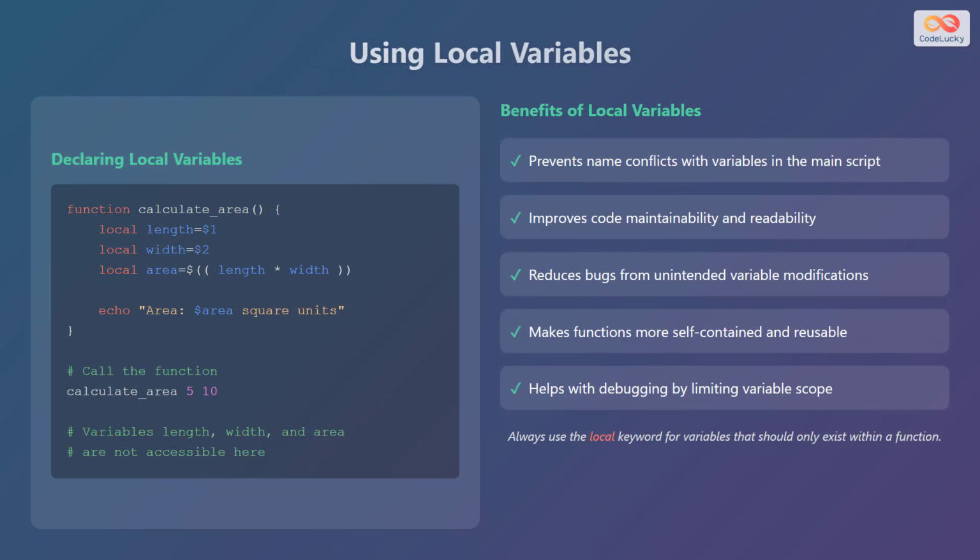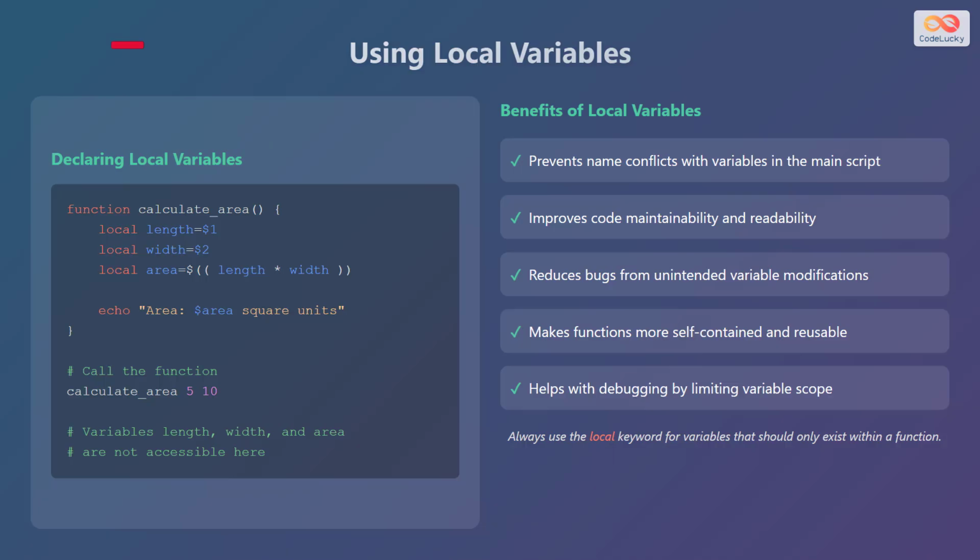Let's focus on using local variables within functions. Here's an example demonstrating how to declare local variables. We create a function named calculate_area. Inside this function, we declare the variables length, width, and area as local using the local keyword. We then calculate the area and print the result. When calling the function, we pass the values 5 and 10 as arguments to calculate_area. After the function call, the variables length, width, and area are no longer accessible outside the function.